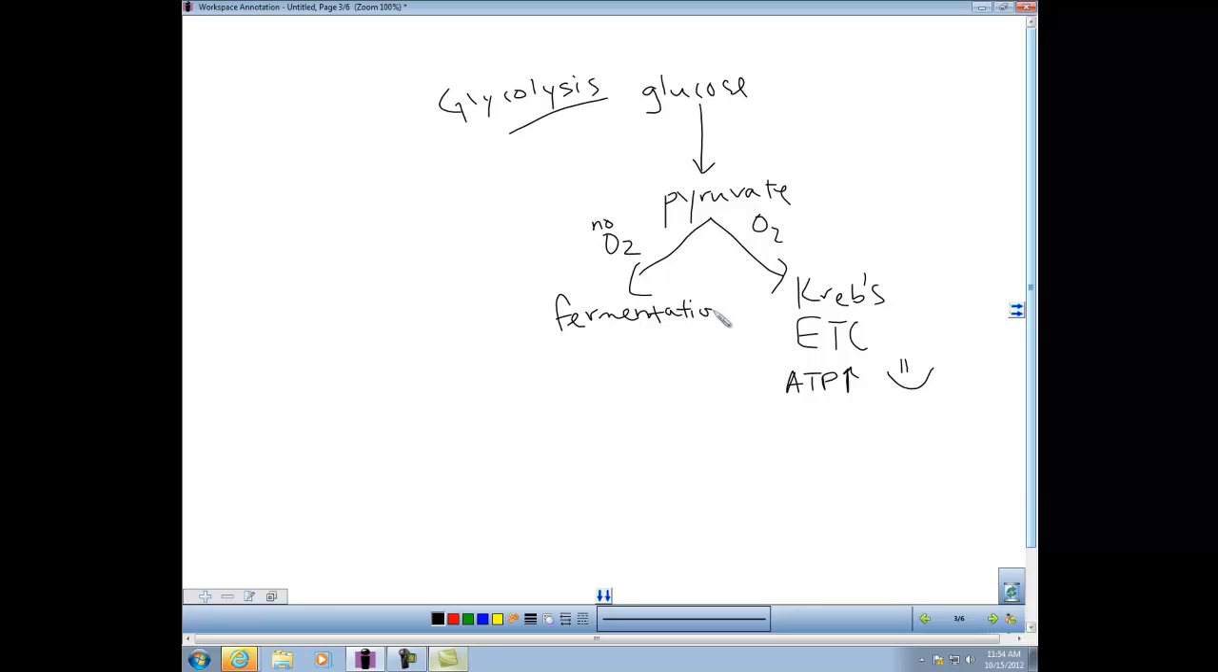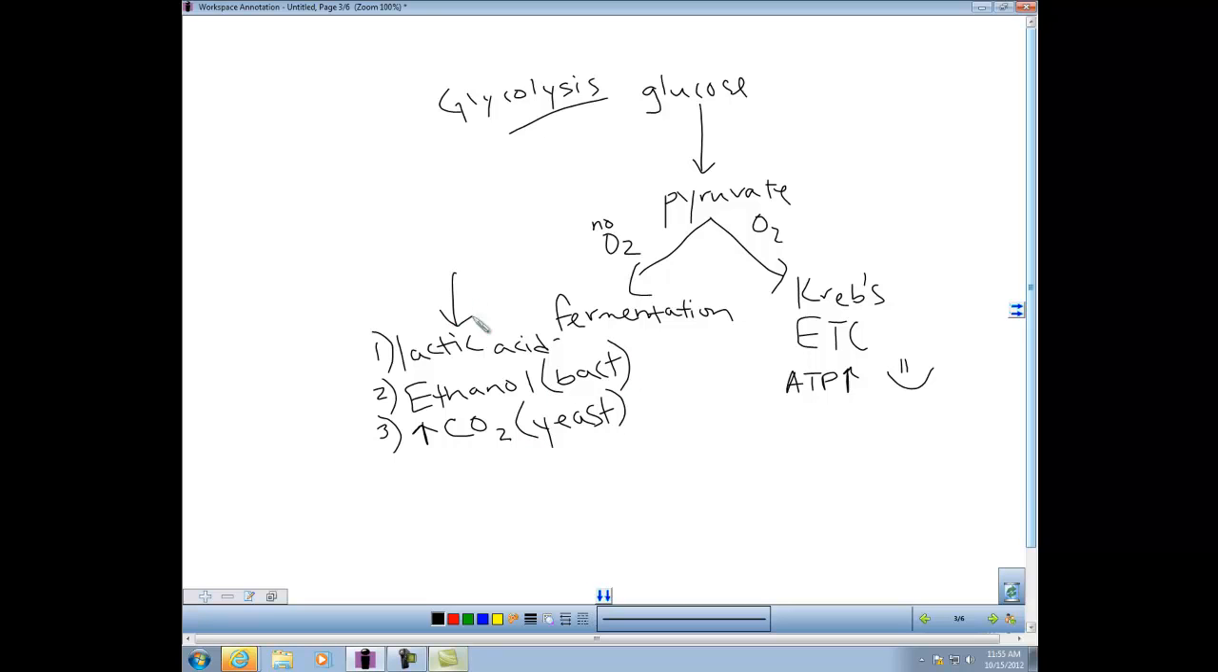And what you need to know about fermentation is we've got some weird stuff happening. So a lot of humans and other animals will produce lactic acid. If you are a bacteria, you might produce something like ethanol. This is important in fermenting, like wine and beer. Or we could even have some organisms that produce an increased amount of carbon dioxide, for example, yeast and things like that. So this would be bacteria, and this right here would be a lot of animals. So this is what you need to know about fermentation.